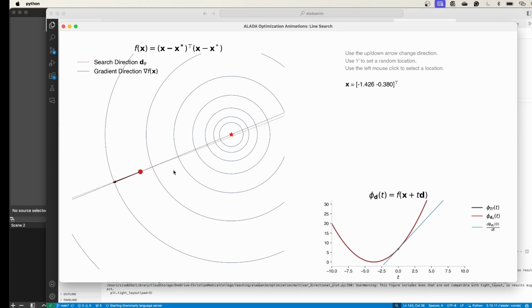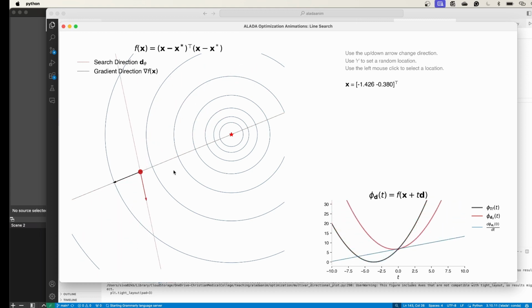So if I match them, okay. So if D points in the direction of plus gradient of f, this is how my function varies if I move along that line. And this is the slope. Okay. Now if I choose any other direction, just look at what happens to the slope.